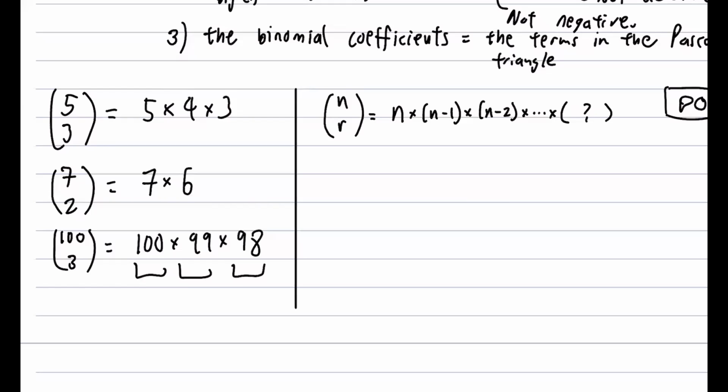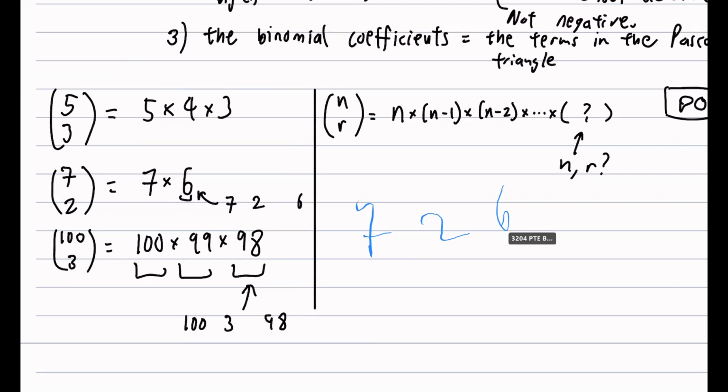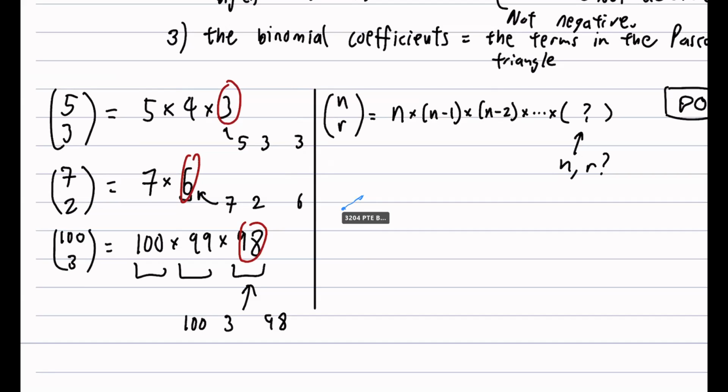How do you link n and r? Something involving n, r. How do you link 98 to 103? Think about it. How? 7, 2, and 6. How do you link them together? I need more space here. And the last digit here, it's always focusing on the last digit, right? That's when we know we had to stop the multiplication. So 5, 3, and the last digit is 3. Can you see a pattern?